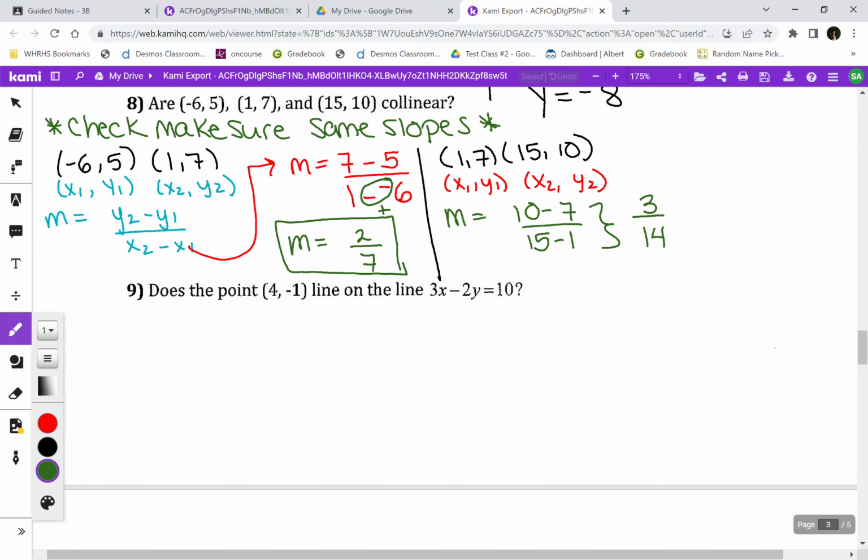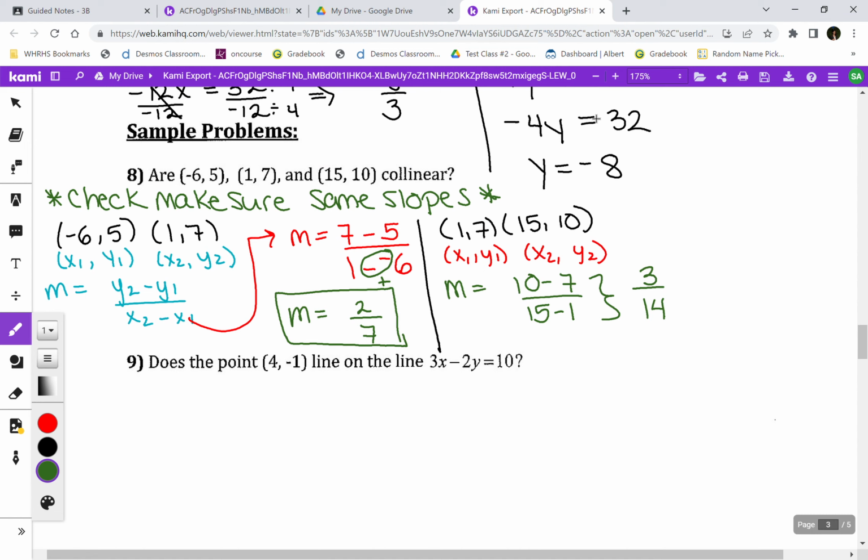Yeah. Are the points collinear? No. Points are not collinear because they have different slopes.